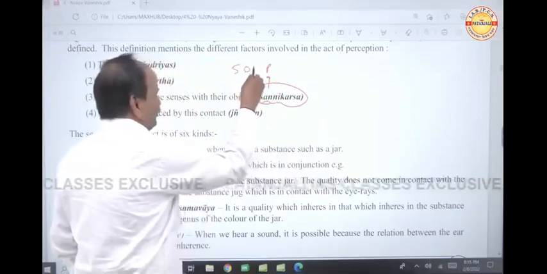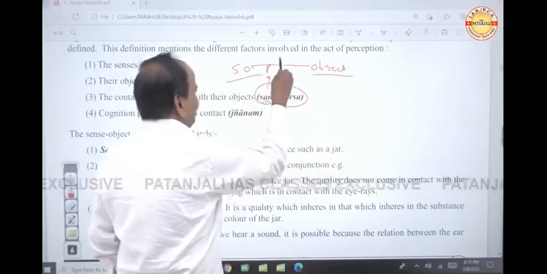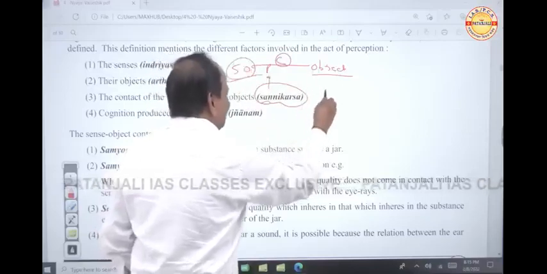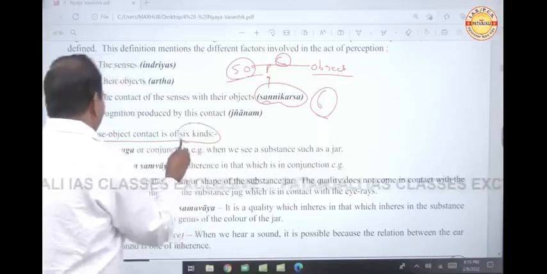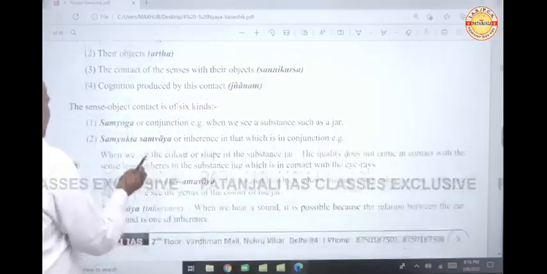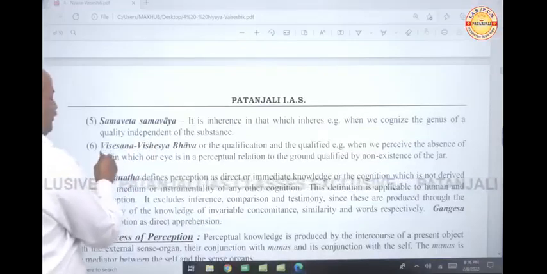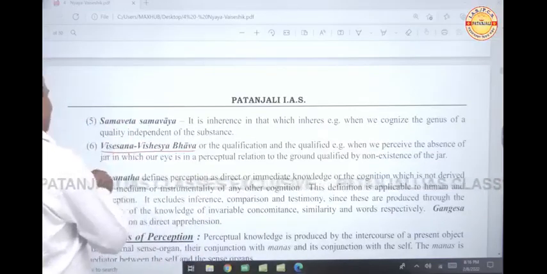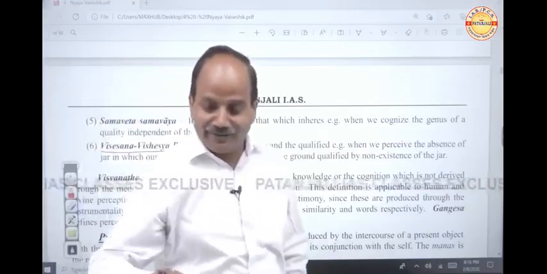So far as sense organs and object contact does not occur, it is not possible to find knowledge. Contact is a must. And how many types of contact are possible between sense organs and object? Six types of contacts. Sense-object contact is of six kinds: sanyog, sanyukt samavaya, sanyukt samaveta samavaya, samavaya, samaveta samavaya, and the last one is vishesan vishesya bhava contact. I will discuss this in detail. The first, fourth and sixth you will find in detail at different places.